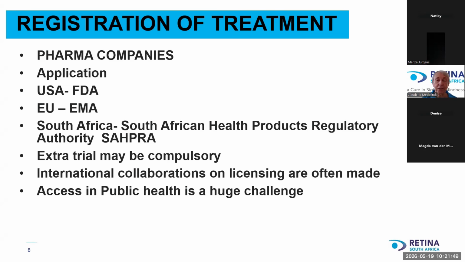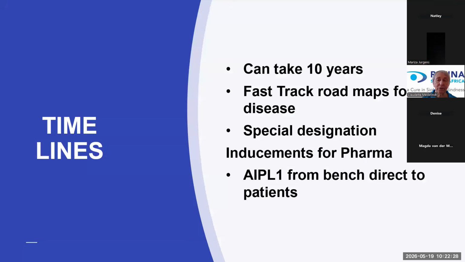International collaboration on licensing is often made. For example, a company in the States may hold a license for a particular treatment. This happens in AMD, but in Europe or in Africa, they might sell that licensing to somebody else. So in South Africa, in our public health system that we know is underfunded and very overstrained, when these trials become treatments, we're going to have to assure access, and it's going to be a huge challenge to us to advocate to make sure that every South African has access to the outcomes of clinical trials.